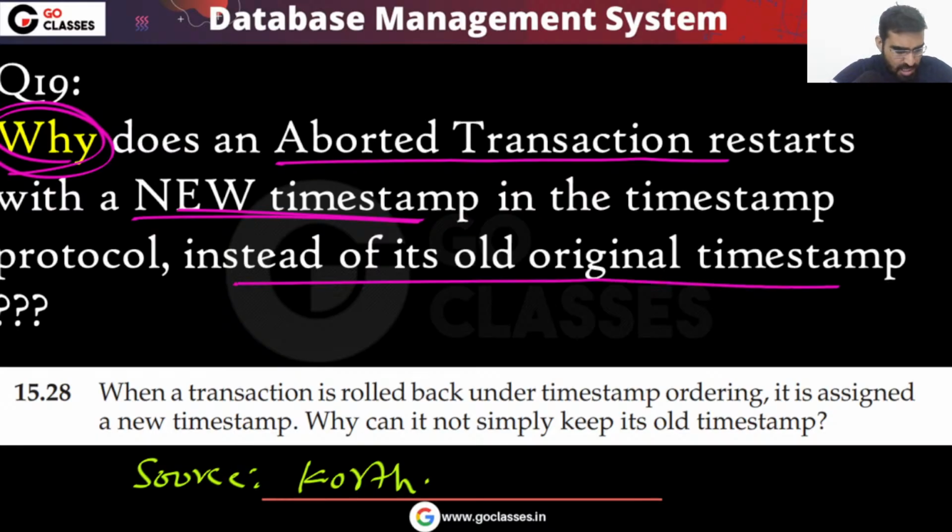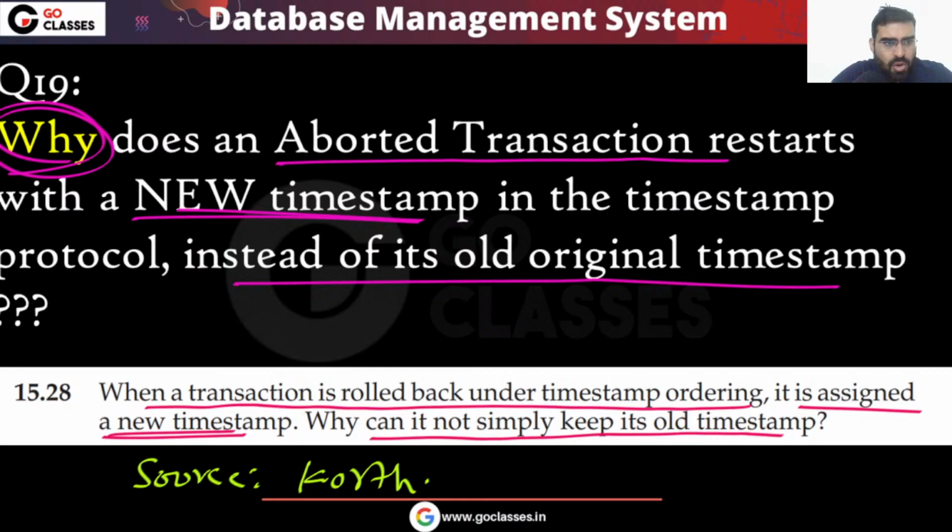What is the reason? Can you tell me? In the timestamp protocol, when a transaction is rolled back under timestamp ordering, it is assigned a new timestamp. Why can't we give it the old timestamp? What is the reason we give it a new timestamp? This is a question from the court. This is a standard question. Yes, very good, Yuvraj.